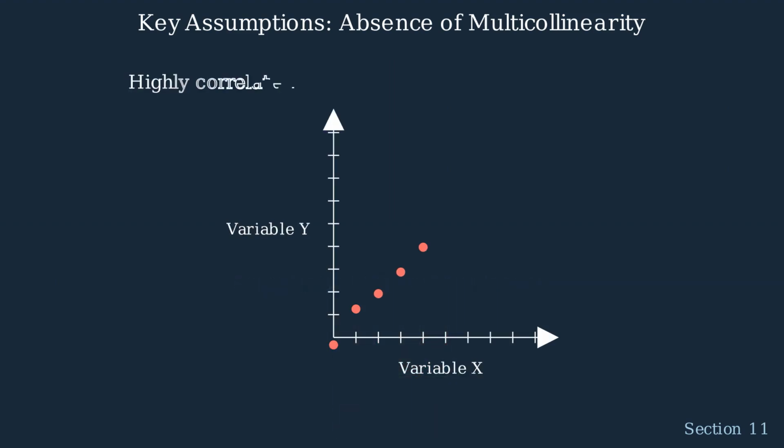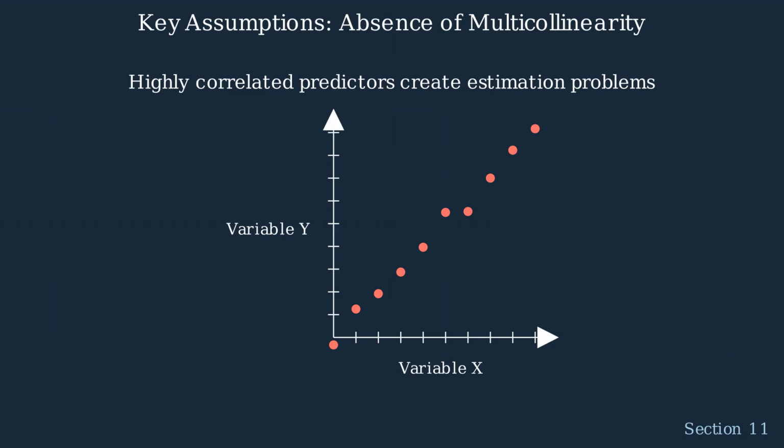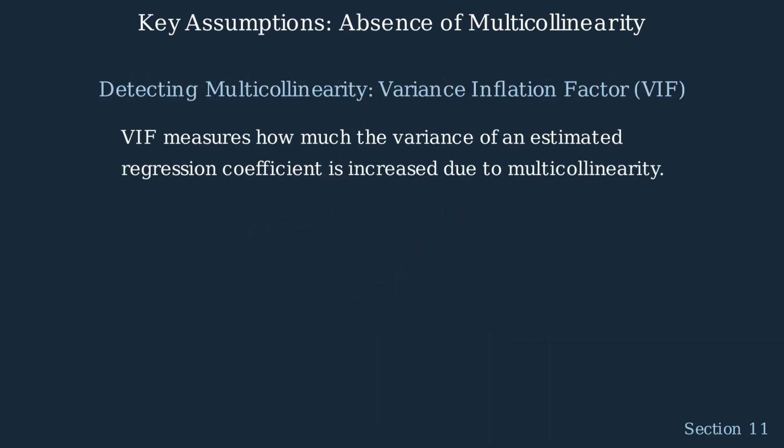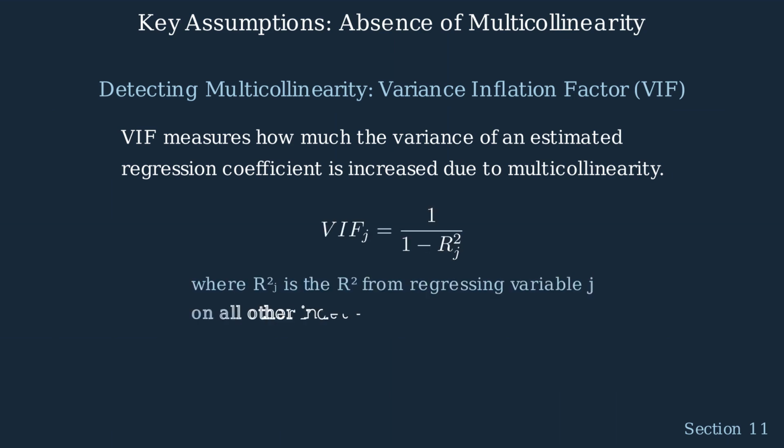Let's look at what multicollinearity actually means in practice. Here we can see a strong positive correlation between two predictor variables. When this happens, it becomes difficult to determine each variable's individual effect. The variance inflation factor, or VIF, is the most common method for detecting multicollinearity. It measures how much the variance of an estimated regression coefficient increases due to collinearity with other predictors. VIF is calculated for each independent variable. The formula shown here uses R squared from a regression where the variable is predicted by all other independent variables. A higher VIF indicates stronger multicollinearity.